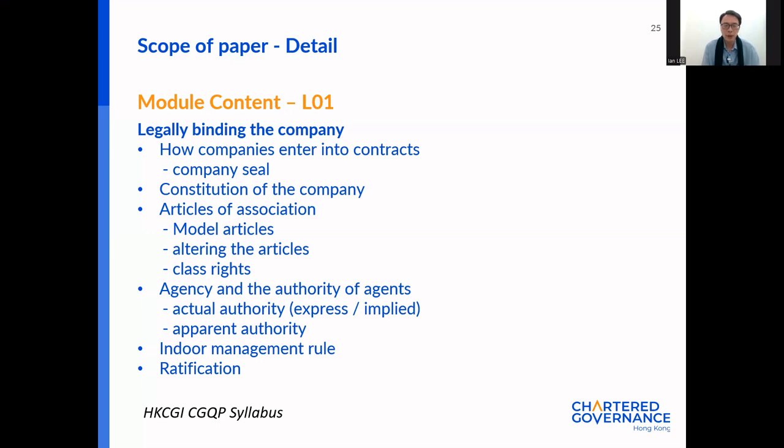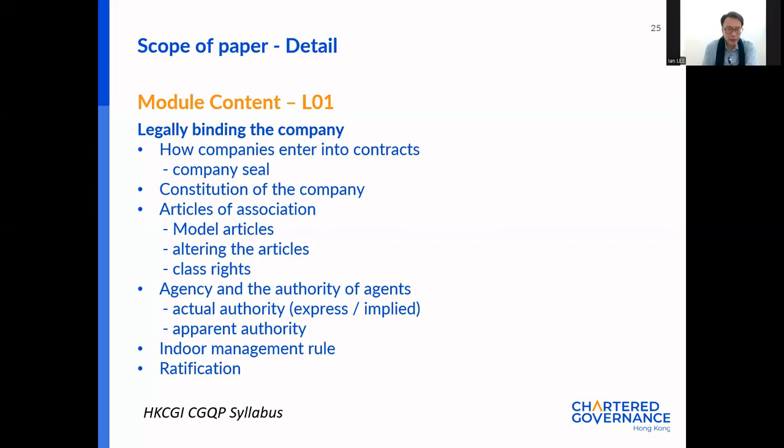So why is that important in the context of altering your articles? Well, if you are altering the articles and you happen to alter the rights of shareholders of that particular class of shares, then you need to follow the ordinance and you have to basically get the approval before you go ahead.